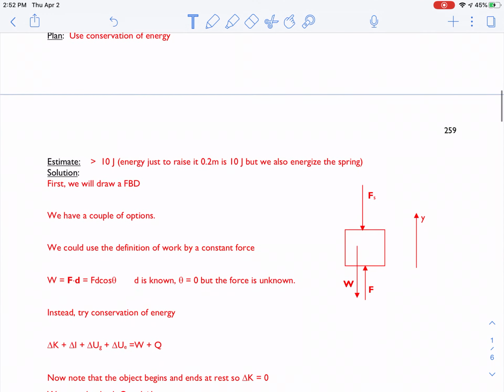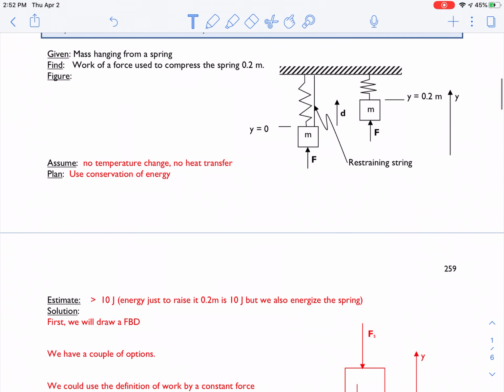Okay, in estimation, what we are doing with this F is lifting up the object, right? But not just that. If you lift up the object, you are using the work done by F to work against the gravitational potential energy, first of all, because there's an elevation. So you need to cover that up with the work done by F. And that would be, as it says here, the energy just to raise 0.2 meters is about 10 joules. It's like mgh, mgy.